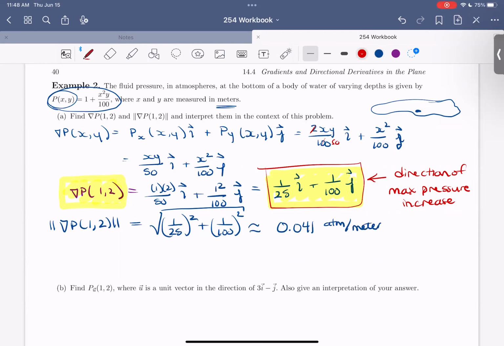And how do we interpret the length of the gradient? Well, the length of the gradient actually gives us the magnitude of maximum pressure increase. Meaning how much our pressure is increasing in the maximal direction. Magnitude of max pressure increase.